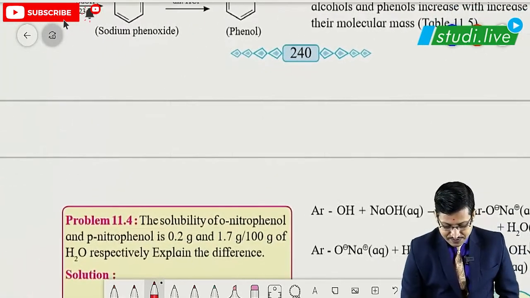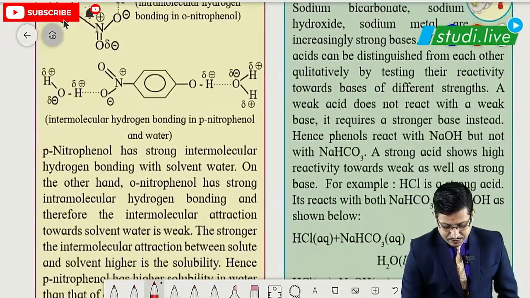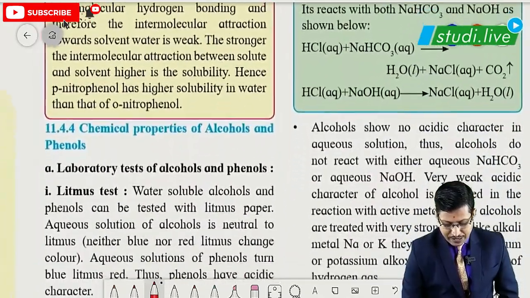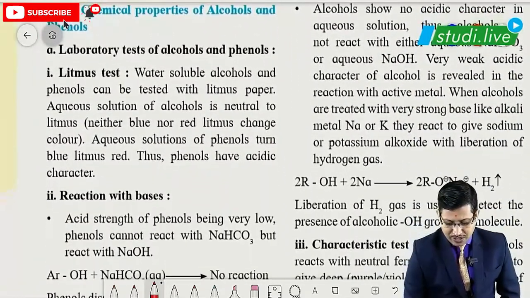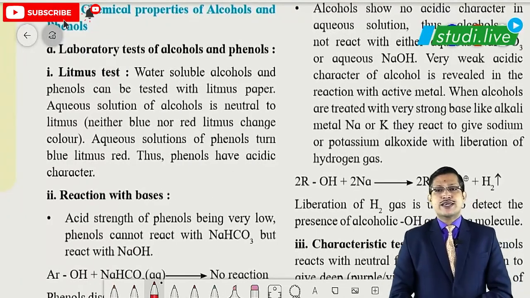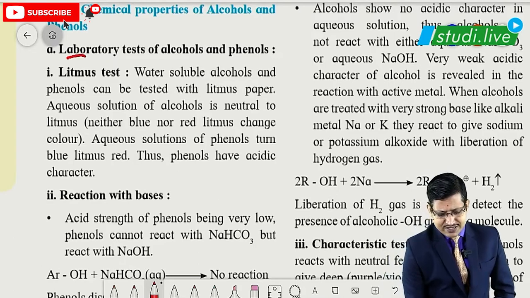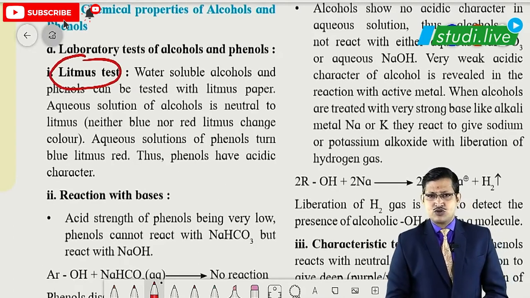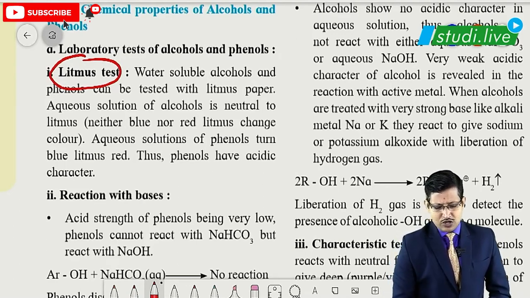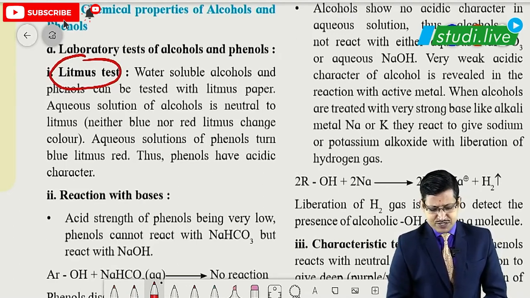Moving on, the next important point that comes up is the chemical properties of alcohols and phenols. In the chemical properties of alcohols and phenols, the first one is the litmus test. Obviously, as we already know, alcohol is not going to show any particular specific test. So water soluble alcohols and phenols can be tested with litmus paper.